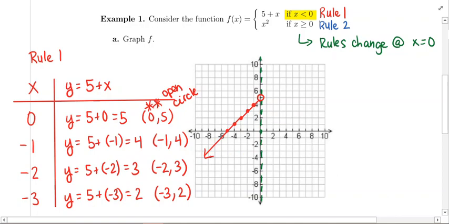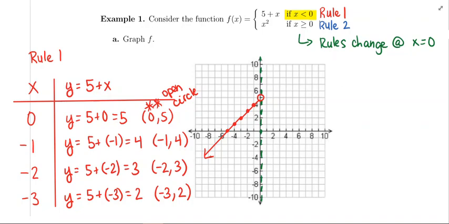If you don't put that arrowhead there, it's going to assume that your graph just stops. And that's going to change the domain of your function. So you need to be careful with that. That side keeps going forever. This is how you graph rule 1. It only exists to the left of the green vertical line.